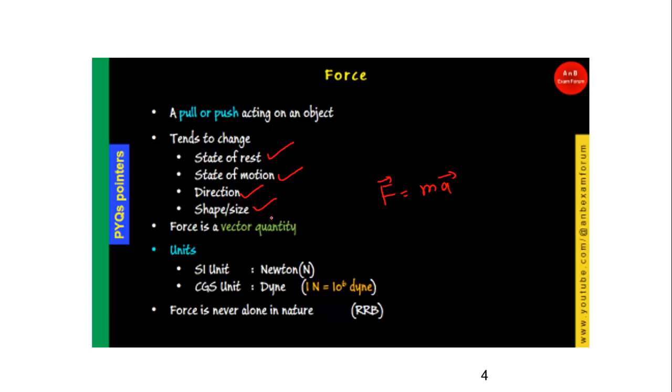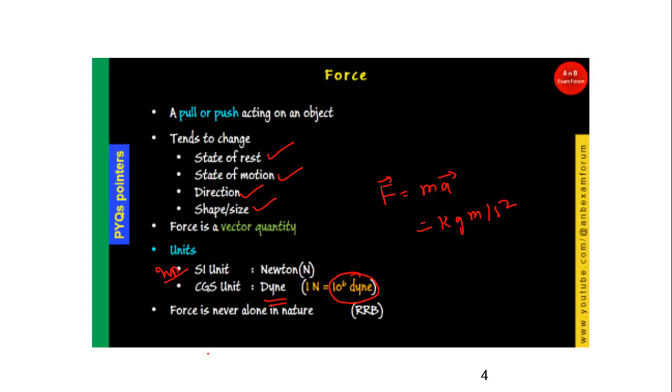The very important one is the unit. The SI unit of force is Newton, and the CGS unit is dyne. 1 Newton is equal to 10 power 5 dyne. That you should remember. The other unit of Newton you can derive from the formula. Mass is kg, acceleration is meter per second square, so the other unit is kg meter per second square. And force is a quantity which never exists alone in nature.